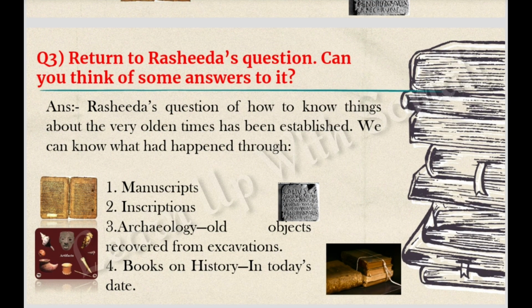In question number 3, there is a question which Rashida had in her mind. How could anyone know what had happened so many years ago? So the answer of this question is, Rashida's question of how to know things about the very olden times has been established. We can know what had happened through number 1, manuscripts, number 2, inscriptions, number 3, archaeology, that is old objects recovered from excavations, and number 4, books on history in today's date.